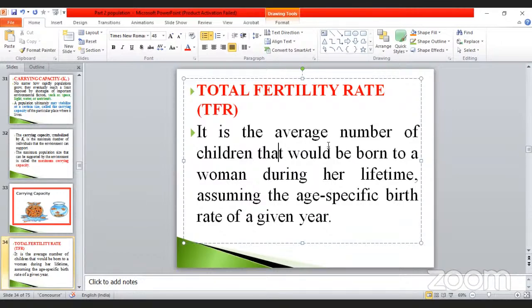But nowadays only 1 or 2 children. So assume the age-specific birth rate in a given year, that is very, very important. Nowadays we are having only one or two children. So that is the total fertility rate. The fertility rate has been reduced compared to earlier. Take an example of other countries and the Mughal period. In the historical aspect, each wife gave 10 to 5 children, like that they told. So these are the historical aspects. That is the total fertility rate.